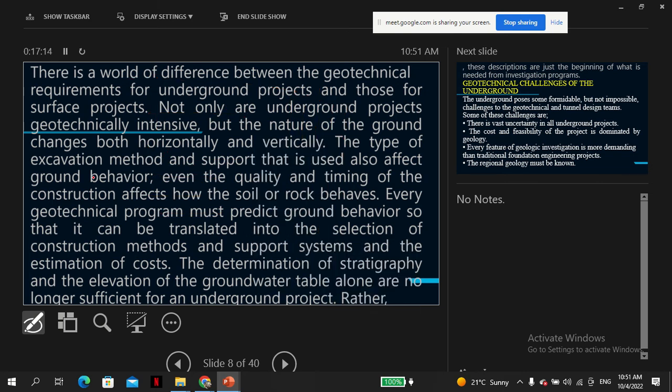to think about. So the type of excavation method and support that is used also affect ground behavior. Even the quality and timing of the construction affects how the soil or rock behaves.